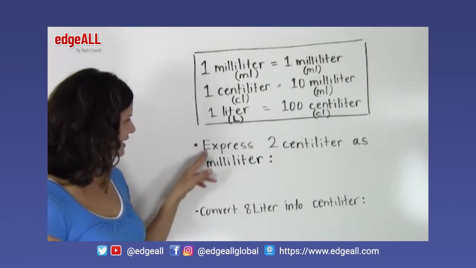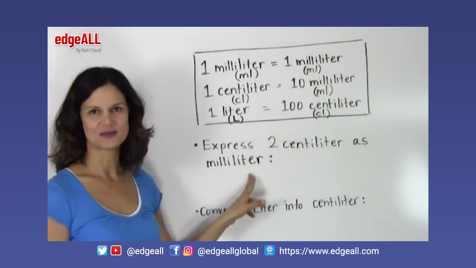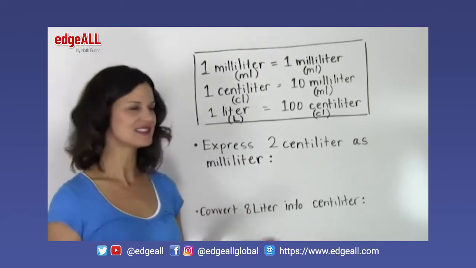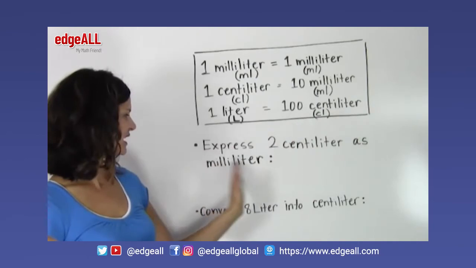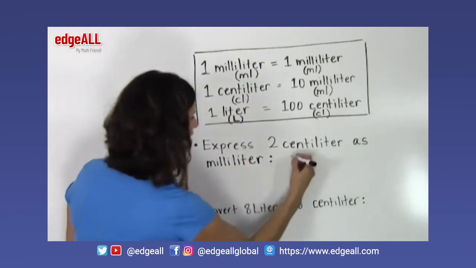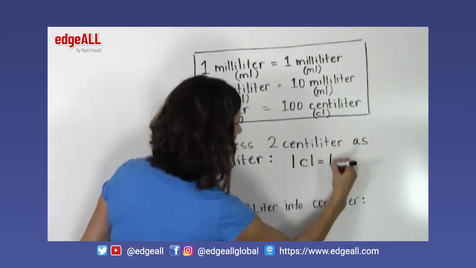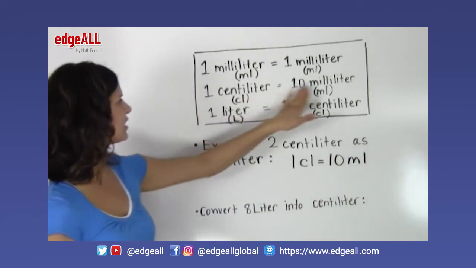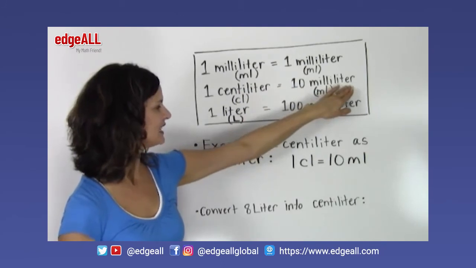It says to express 2 centiliter as milliliter. Now this is the same as asking us to convert. So convert 2 centiliters to milliliters. And so we know from our chart up here that 1 centiliter is equal to 10 milliliters. So right here we have that 1 centiliter equals 10 milliliters.